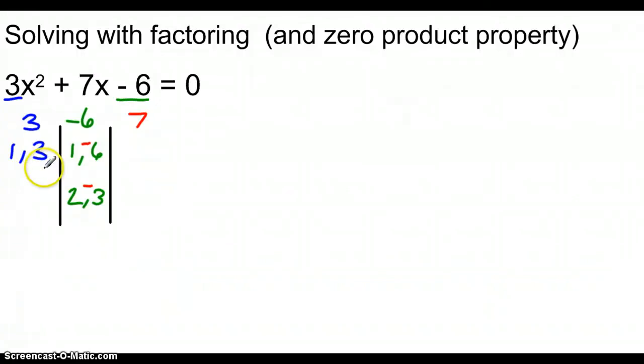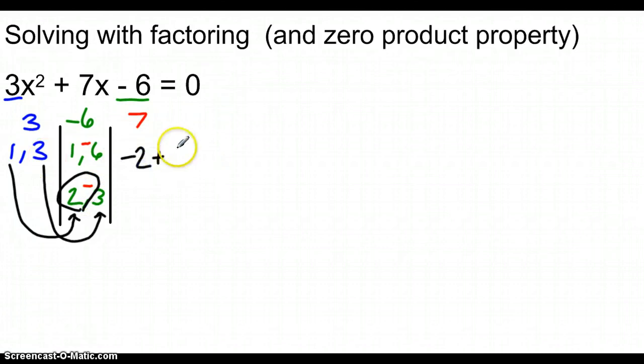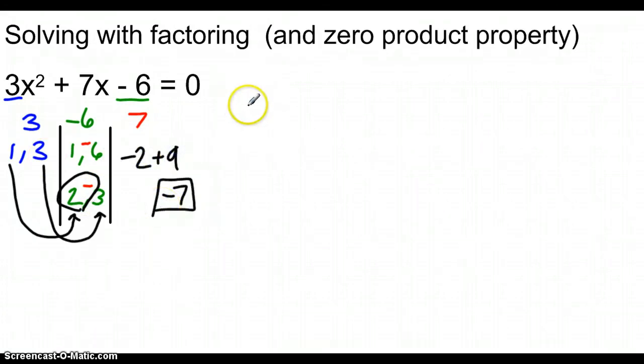But after looking, you may notice that if we do a 3 times a positive 3, that'll give me a 9. And if I do 1 times the -2, we have a -2, and I can check that if I add that with a 9, we get our 7. So that's the combination we're looking for there.